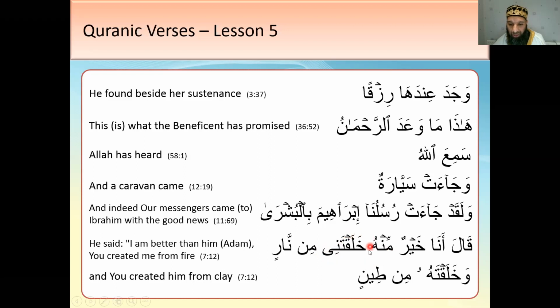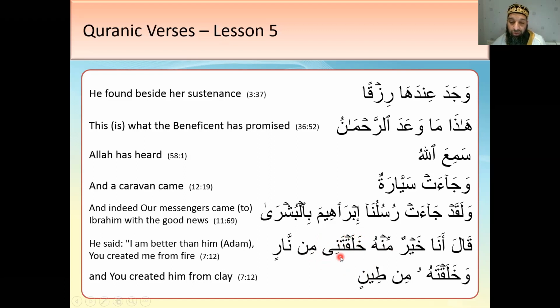Okay, look at this next one now. Khalaqtani. Tell me what's going on there. Two words here. What does khalaqta mean? Created. No, khalaqta. He created? Not he created, you created. That's the masculine terminology. You created. So khalaqta, you created, ni.